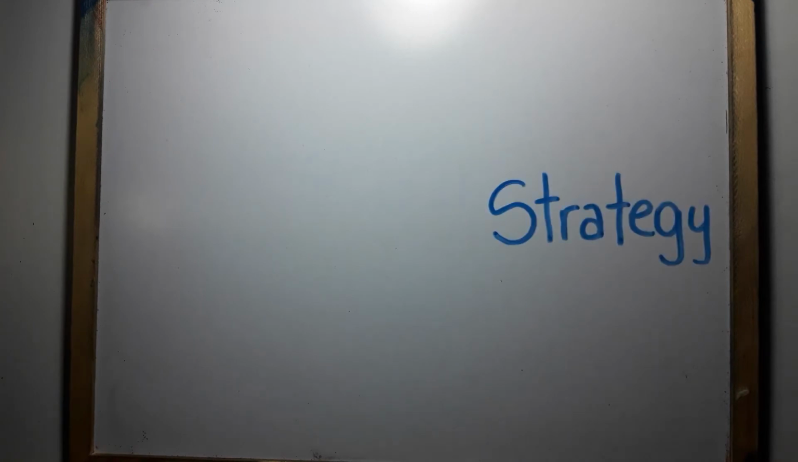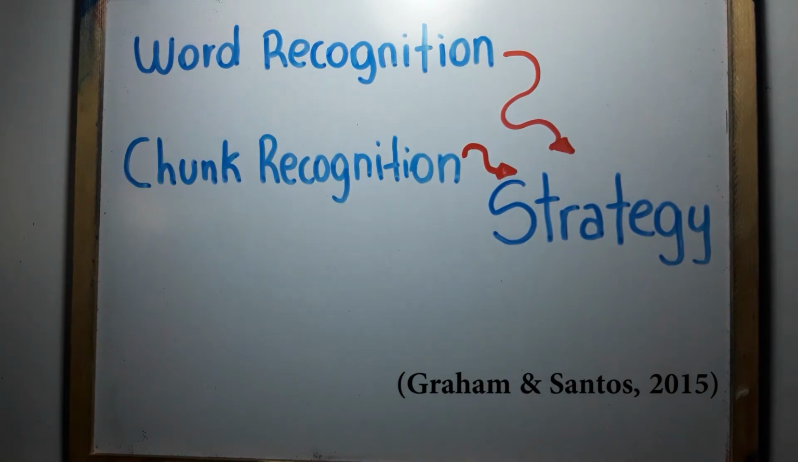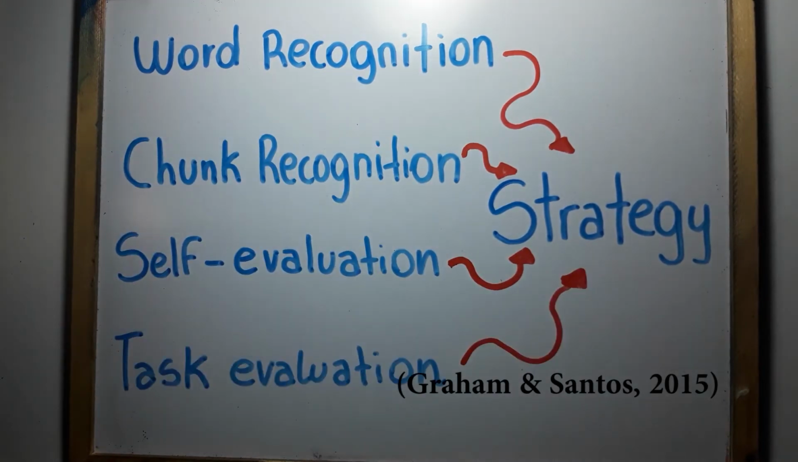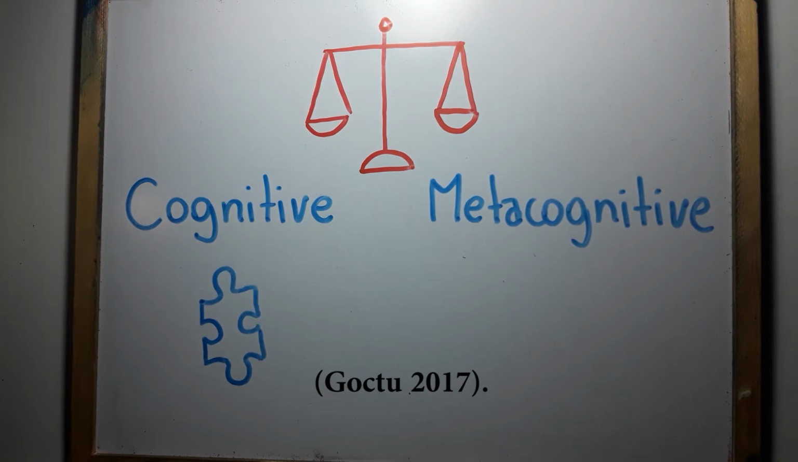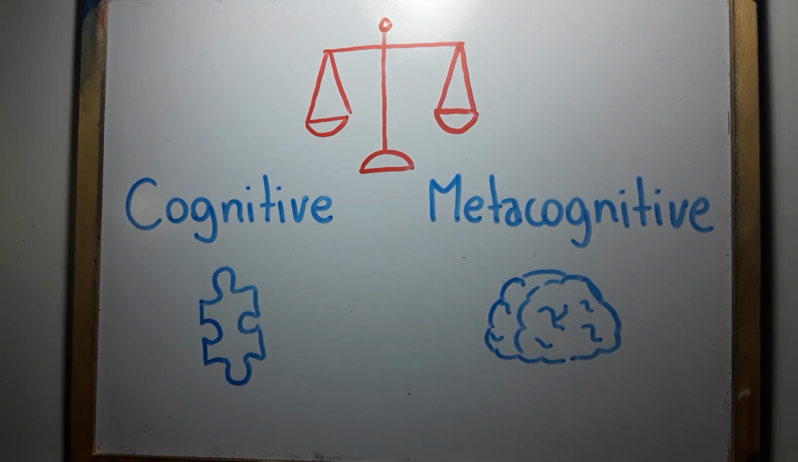Finally, in terms of strategies, I borrowed 4 strategies from the taxonomy proposed by Graham and Santos 2015. These strategies are word recognition, chunk recognition, self-evaluation, and task evaluation strategies. These 4 strategies were chosen in order to create a balance between cognitive and metacognitive strategies. The former are strategies used to solve problems, whereas the latter are strategies that are employed in order to plan, monitor, evaluate, control, and understand the learning process. This balance is important because this action plan is not only designed for helping students achieve higher goals, but also for guiding them into becoming critical thinkers on assessing both their learning and evaluation tools.